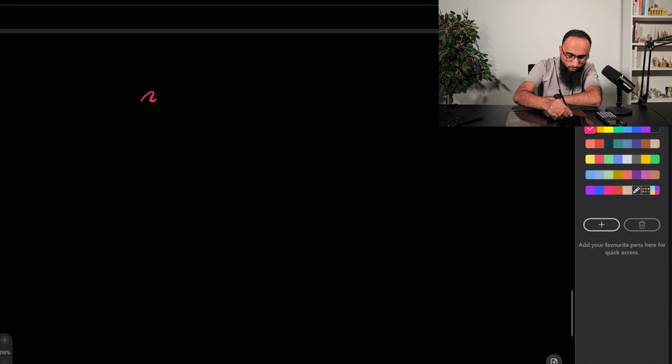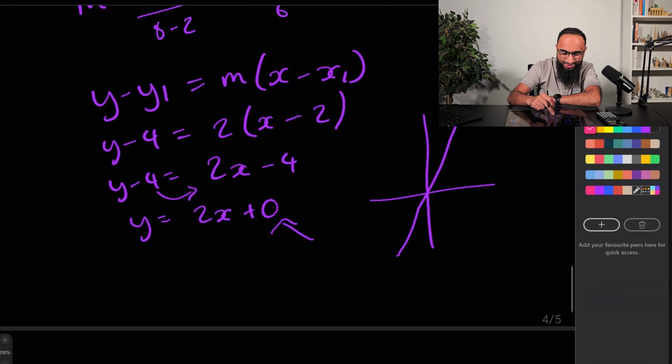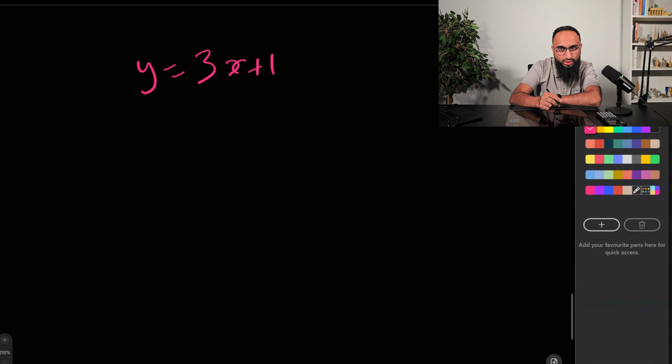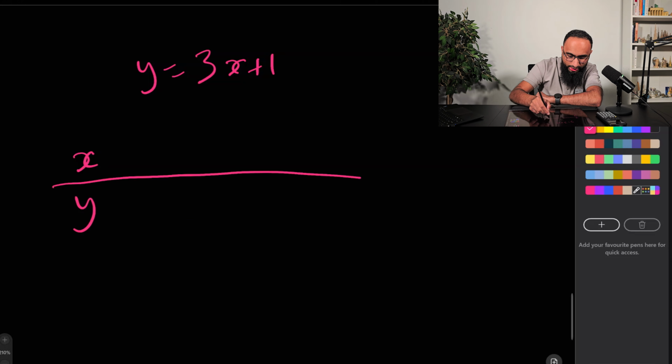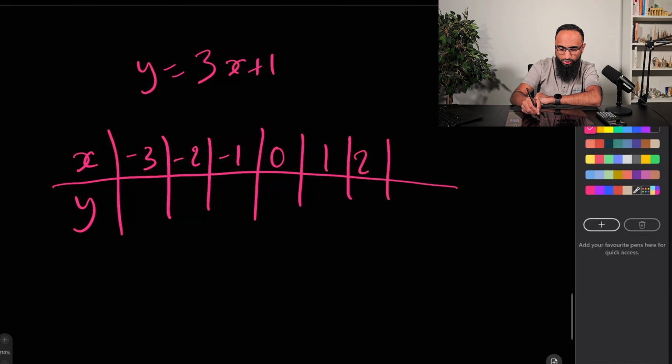So let's say y equals 3x plus 1. I think I spoke about it earlier. Yes, I gave it as an example earlier. So y equals 3x plus 1, and then we actually have to plot it on a graph. I hope many of you have already done this table method, so x and y. I typically with my students start from -3, -2, -1, 0, 1, 2, 3.